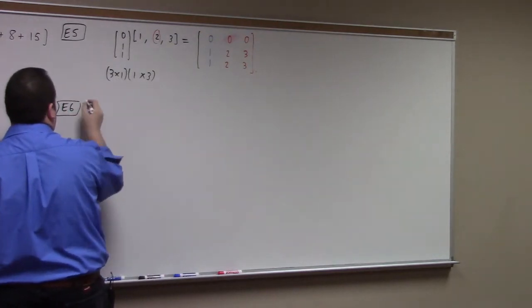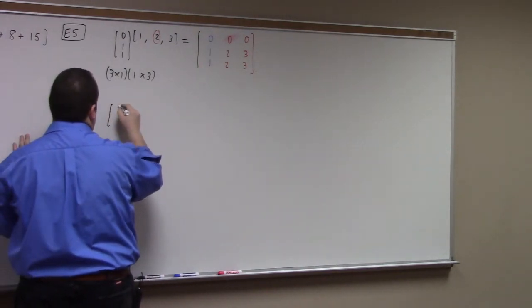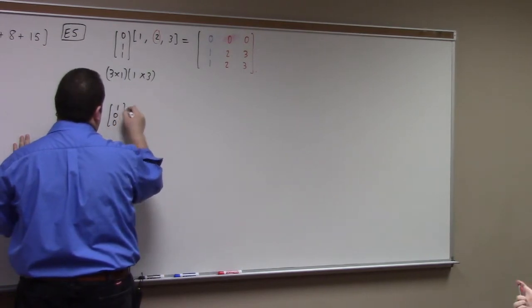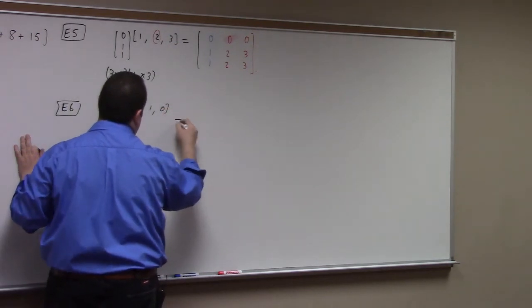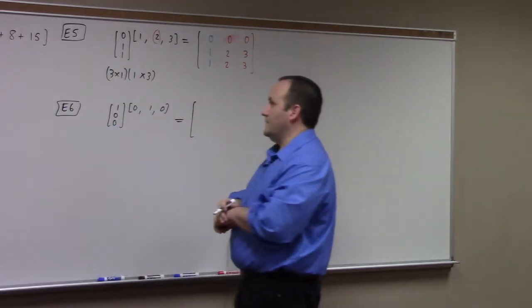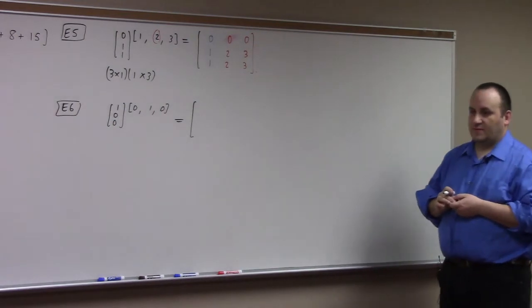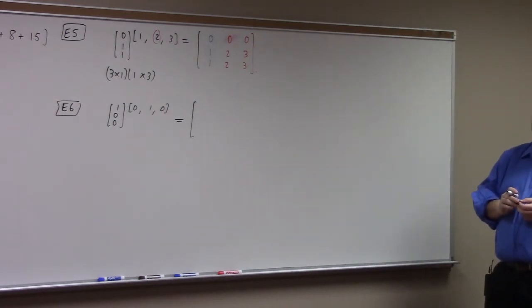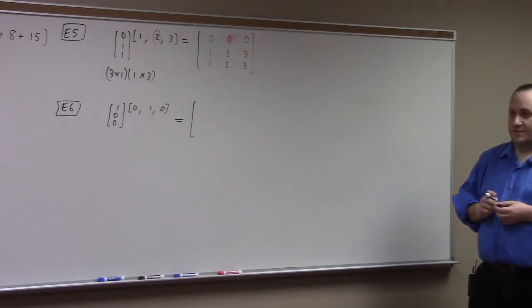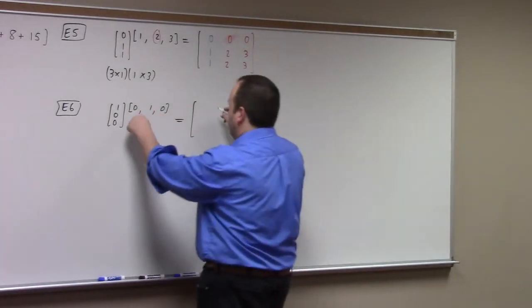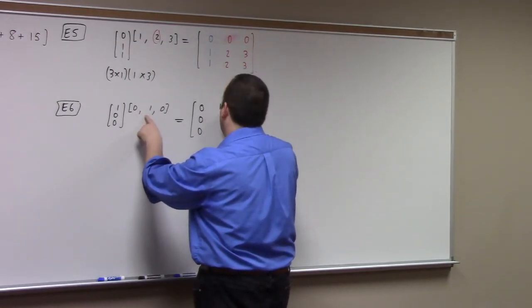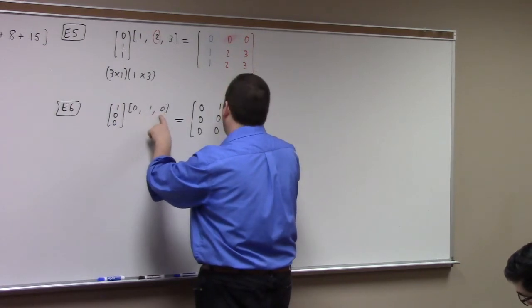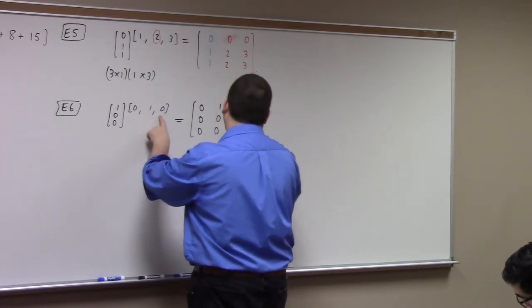How about this? What if we do 1, 0, 0 times 0, 1, 0? What's that give us? If you figured this out yet, it's pretty simple. We just do scalar multiples of the column to get the column of the matrix, right? So I get 0, 0, 0. I get 1, 0, 0. And I get 0, 0, 0.